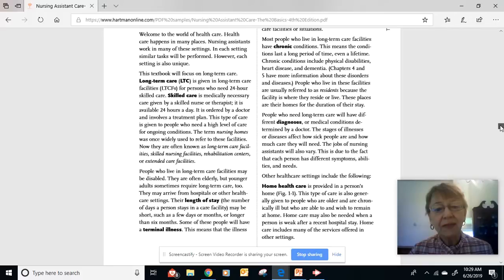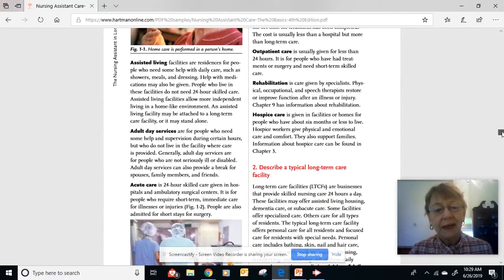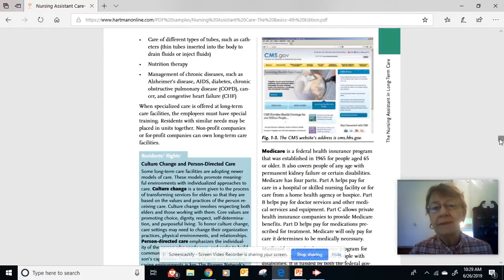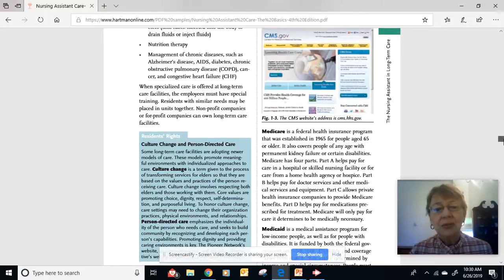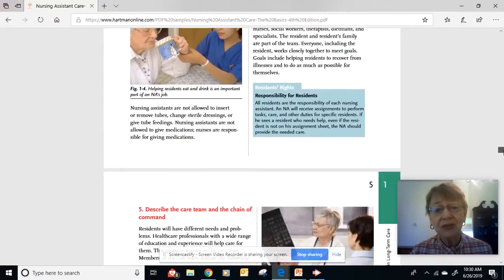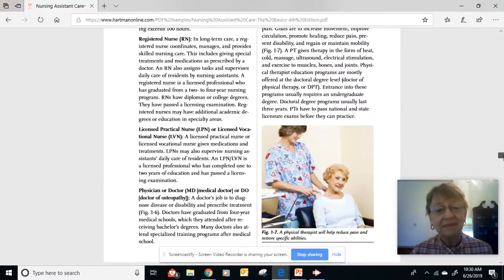Scrolling down a little further, you'll see that important items are bulleted. There are graphics and pictures to aid your learning. These blue boxes contain information about resident rights, which you will be expected to support as a nursing assistant. Scrolling down a bit further, more bulleted items, pictures, blue boxes.